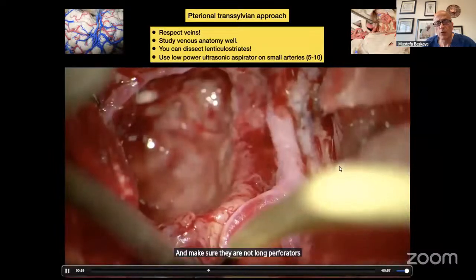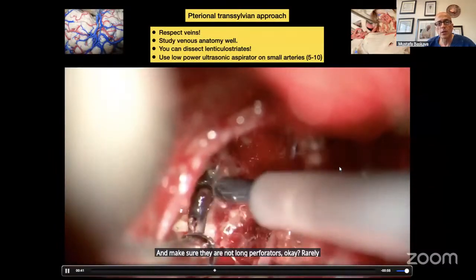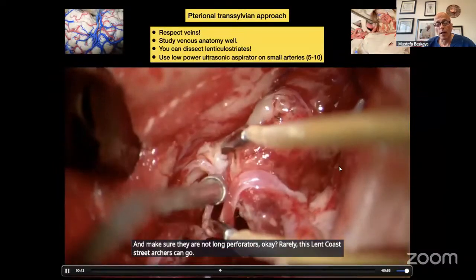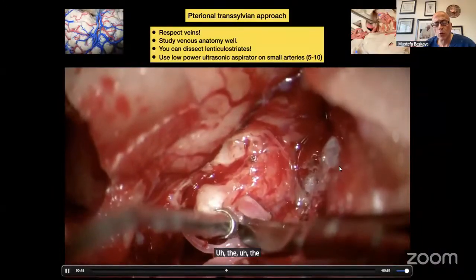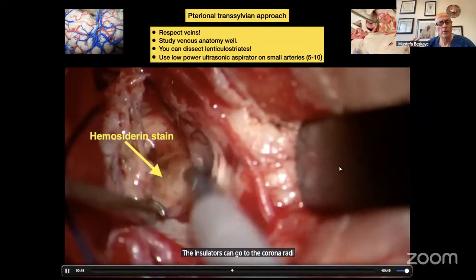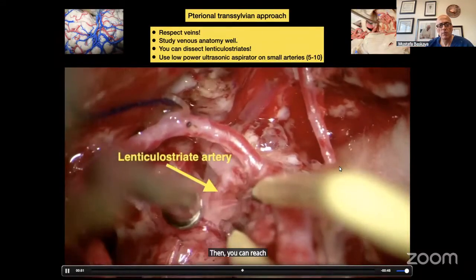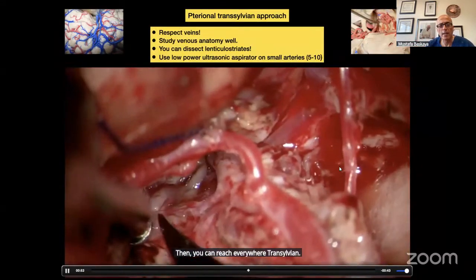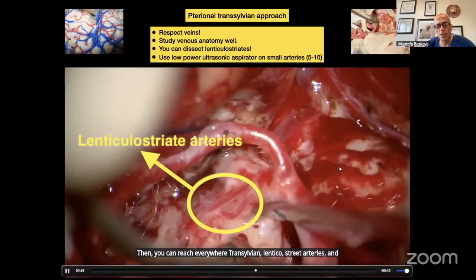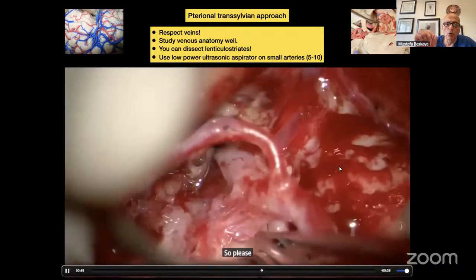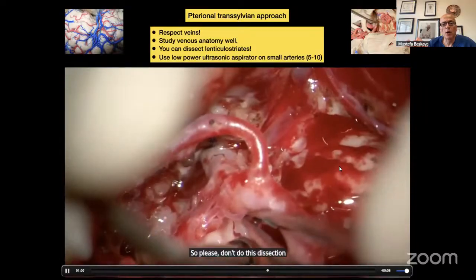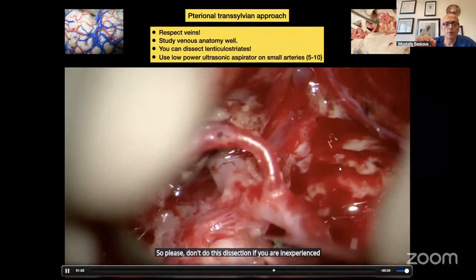Okay, rarely these lenticulostriate arteries can go, the insular arteries can go to the corona radiata. That's around a 5% chance. Then you can reach everywhere transsylvian. Here the lenticulostriate arteries are encased by the tumor. This is true encasement. So please don't do this dissection if you are inexperienced. Okay, you have to gain experience.